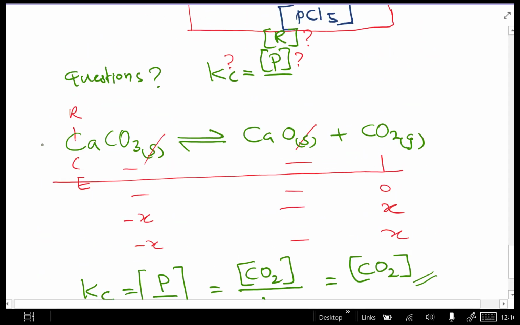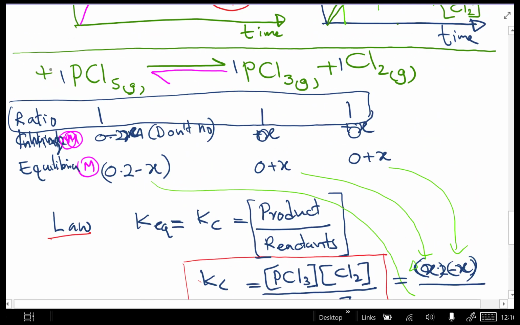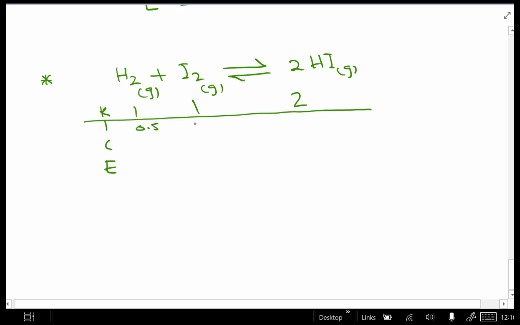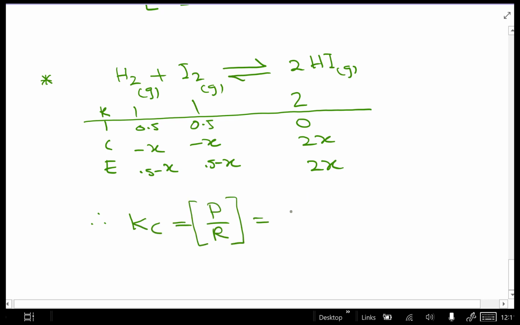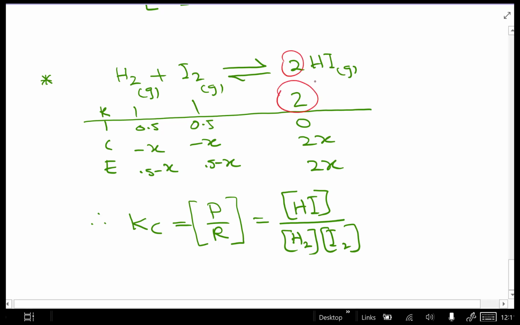And let's look at another example, right? Hydrogen and iodine in equilibrium with 2 times HI, all gases. You can do an ICE table, right? 1, 1, 2, and then 0.5, 0.5 you added, 0 at the beginning, minus x, 2x because of the coefficients, and then you can write the law. Kc is products over reactants, HI divided by H2 and I2. Notice this 2, that's the ratio, the 2 goes as a power, right? The other ones are 1, 1, nothing to worry about.